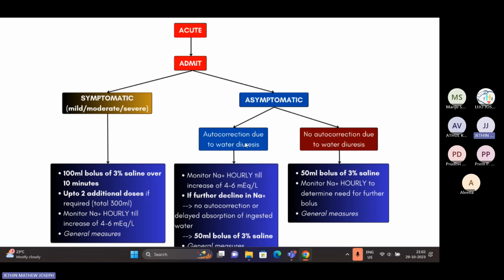Asymptomatic patient, if there is an autocorrection, keep monitoring the sodium till an increase of 4 to 6 is achieved. If there is a further decline in sodium, that means there is no water correction, so you have to start with a 50 ml bolus of 3% saline. If from the beginning itself you know there is no water correction due to water diuresis, you can start the patient on a 50 ml bolus of 3% saline, and monitor the sodium hourly.